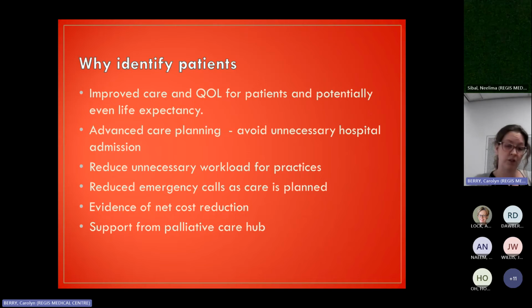We would see reduced emergency calls with planned care, so if patients are prepared for things, they know what to expect, they have things like anticipatory medications in place, then we're going to see less emergency call-outs. And there is actually evidence of a net cost reduction to practices by offering better advanced care planning. And obviously within Sandwell, by identifying patients, we can also obtain support from the Palliative Care Hub, who offer a really great service to our patients and do offer 24/7 support in conjunction and working with general practices.